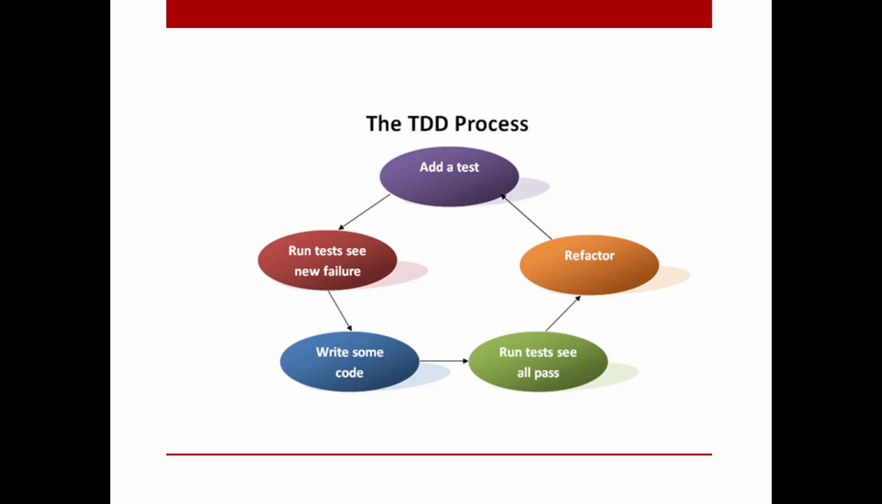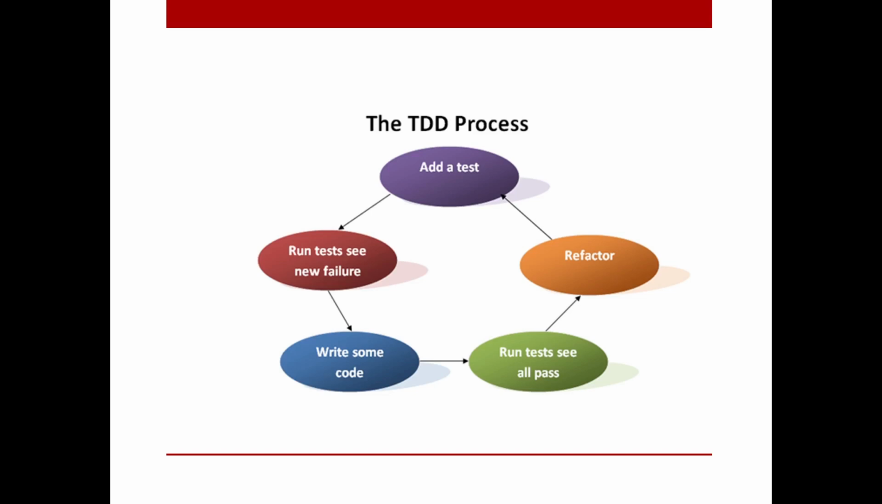The following steps define how to perform the TDD test. As you can see in the diagram, we add a test. We run the test and see if the new test has failed. We write some code. We run the test and refactor the code. When we say refactor code, it means that we change the code to make it right and then repeat the process.